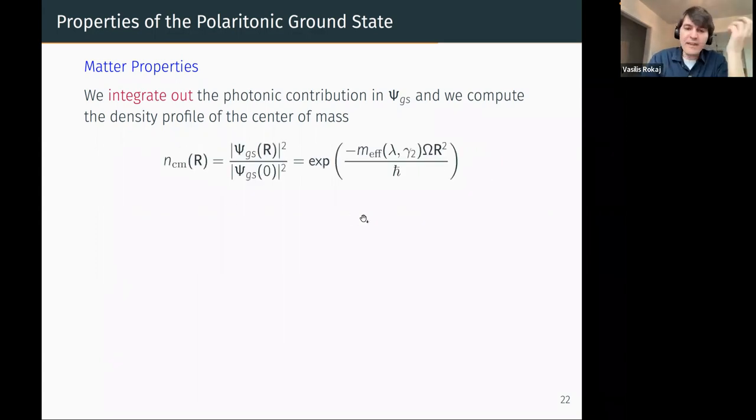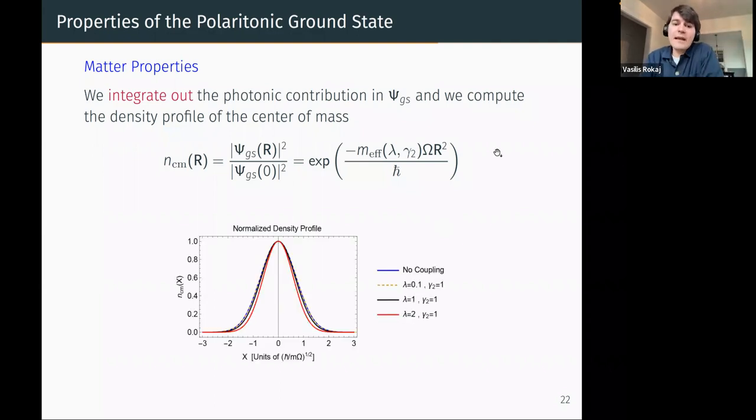And what we find is that the density profile is a Gaussian. If I would only have the system in my harmonic trap, the center of mass density would just be a Gaussian, where I would have the bare mass of the system. But now I have an effective mass, which depends on the two tuning parameters of the polaritons, lambda and gamma 2. And now if we plot this density profile of the center of mass, what we see is that as I increase the coupling, so I increase lambda and I stay in resonance, so light and matter are in resonance, we see that the density profile of the center of mass is shrinking.